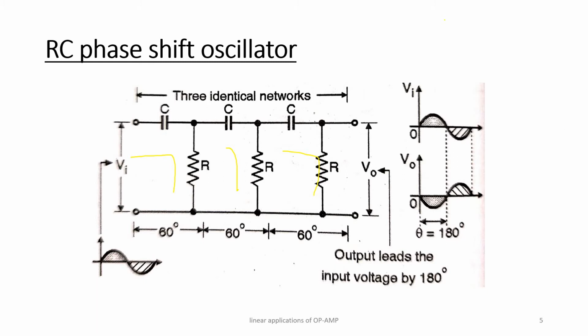And these are the waveforms. This is for the input voltage and this is for the output voltage. Output is a 180-degree phase shift of input.